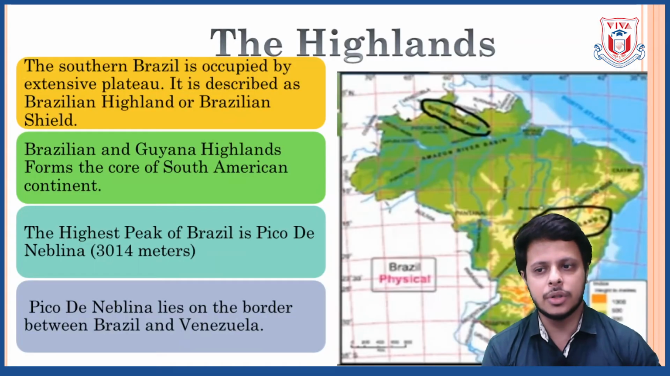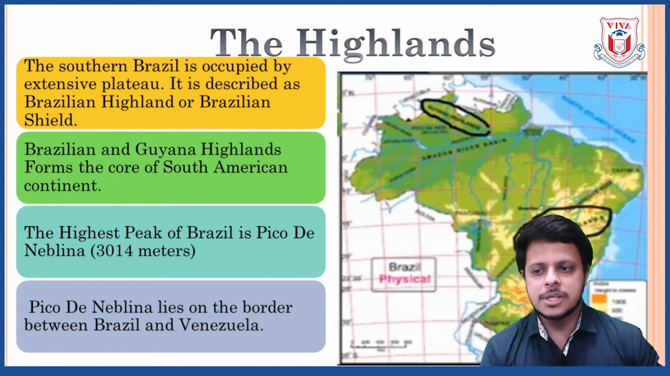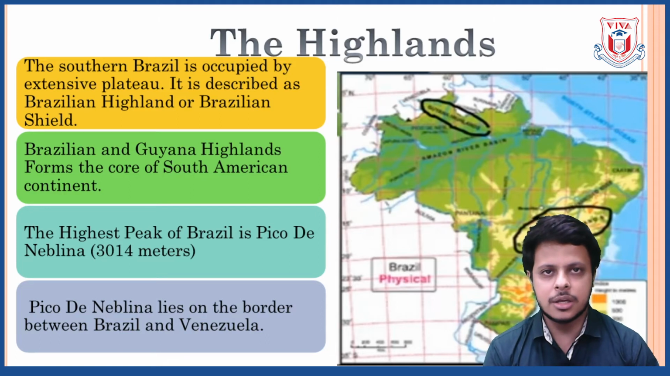Let us see about the highland. The southern Brazil is occupied by extensive plateau. It is described as the Brazilian highland or Brazilian shield. Brazilian and Guiana highlands form the core of the South American continent.